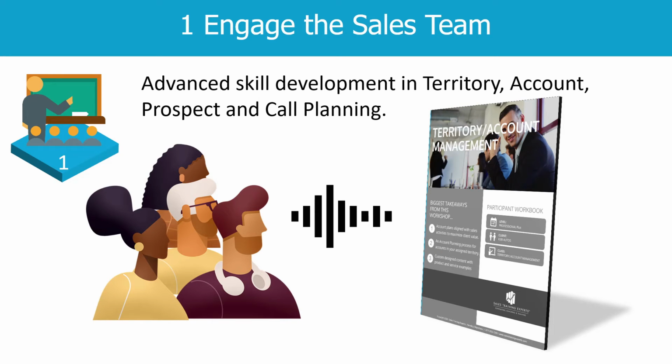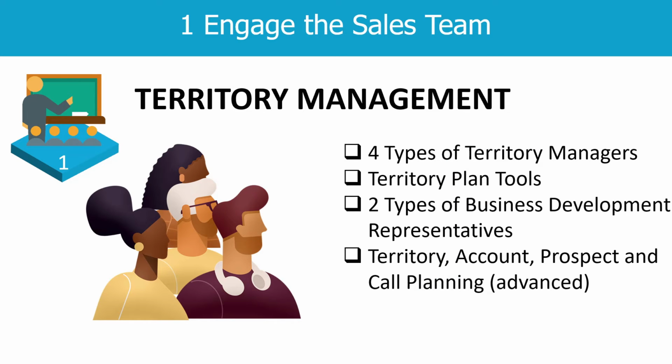Finally, and with everything your team has learned in the previous courses, we take an advanced approach to territory, account, prospect, and call planning. So territory management right-sizes the planning process into specific sales rep positions. So we take a deep dive into best practices demonstrated by each of the 4 types of territory managers. We also add new territory tools into the toolkit. So we explore best practices with the 2 types of business development representatives as well. Participants are then required to complete their plans for review and feedback.